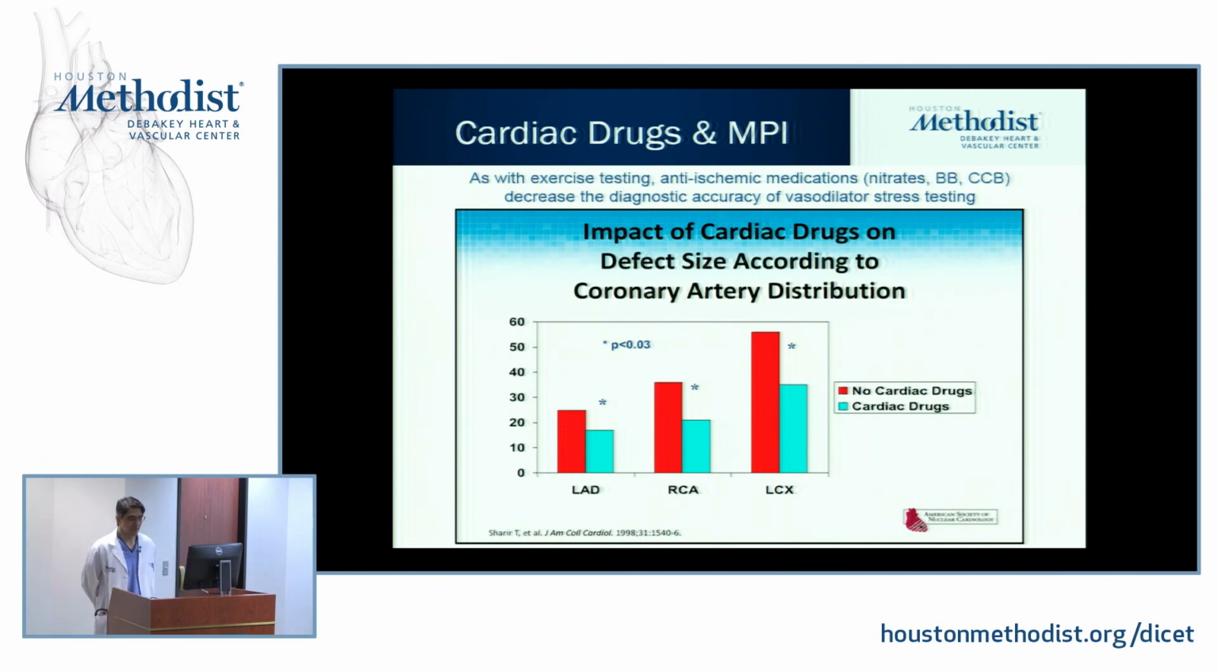Now, changing gears a little bit, when it comes to cardiac drugs and myocardial perfusion imaging, I know there's a lot of debate back and forth about what to do with nitrates, beta blockers, calcium channel blockers. Well, studies have shown clearly, such as in this study, that if you are on an anti-ischemic cardiac drug, you will definitely decrease your sensitivity for detecting disease, and actually decrease the amount of ischemia and scar you see, and therefore significantly decrease the diagnostic accuracy of the vasodilator stress.